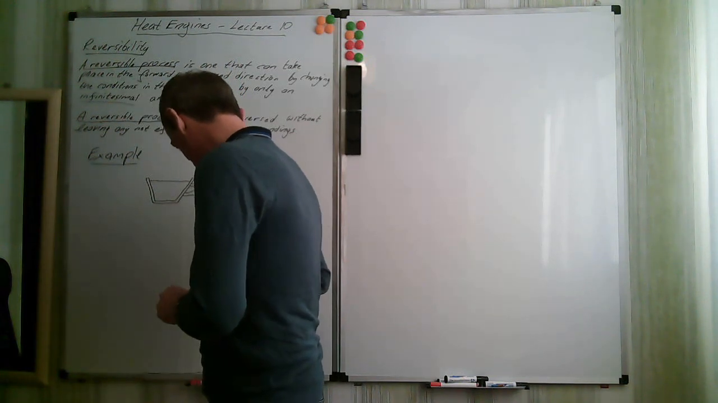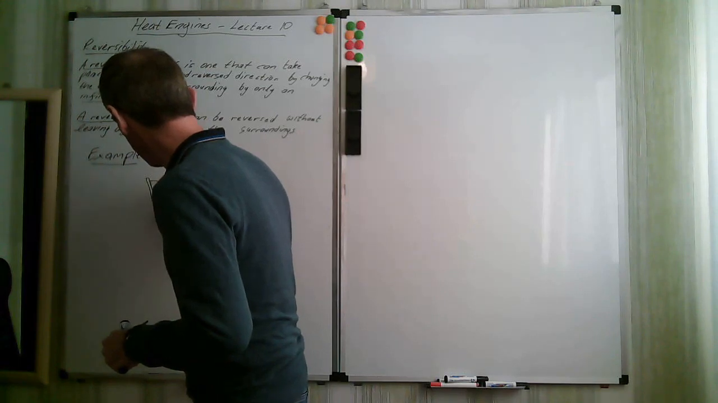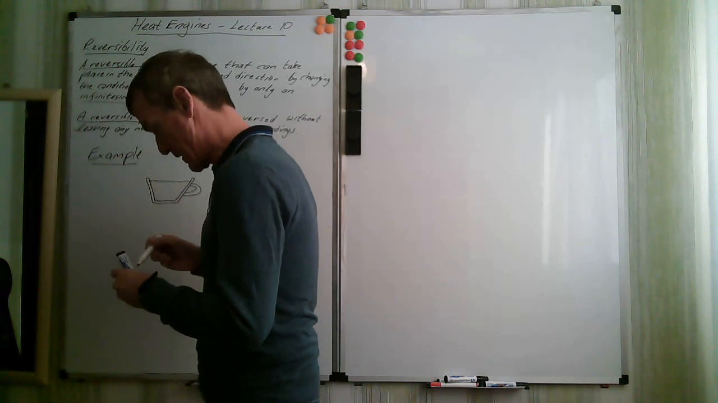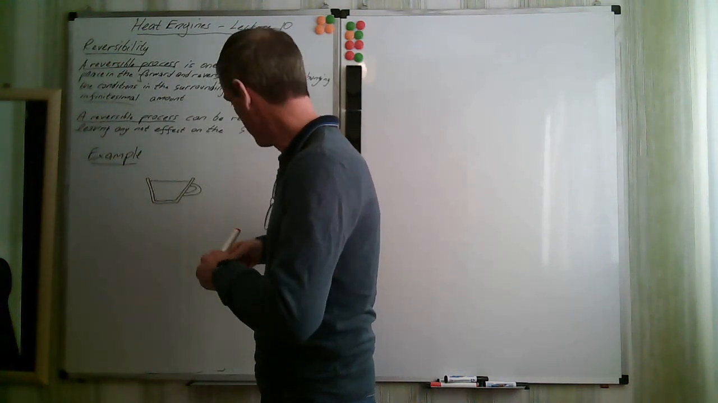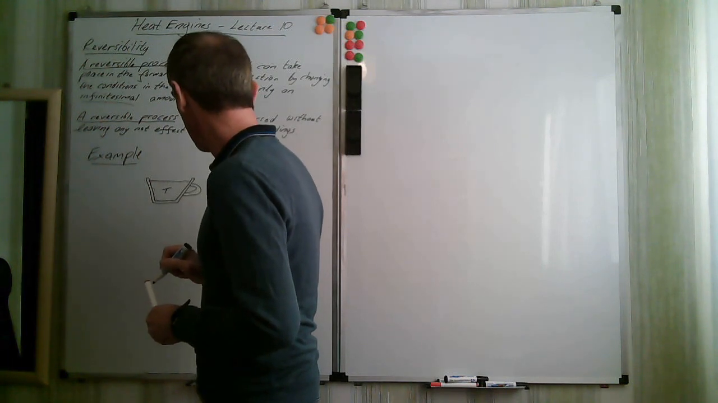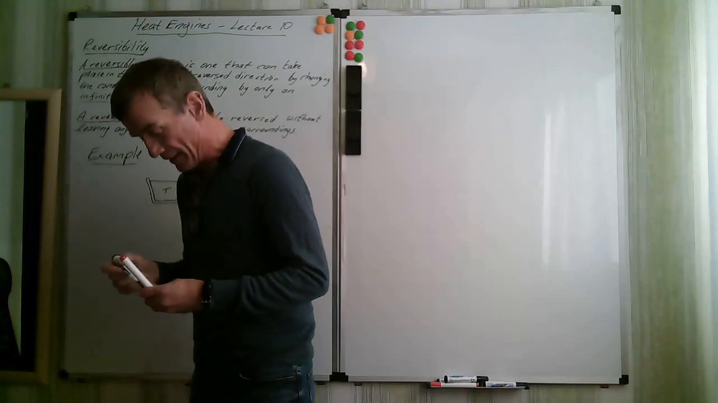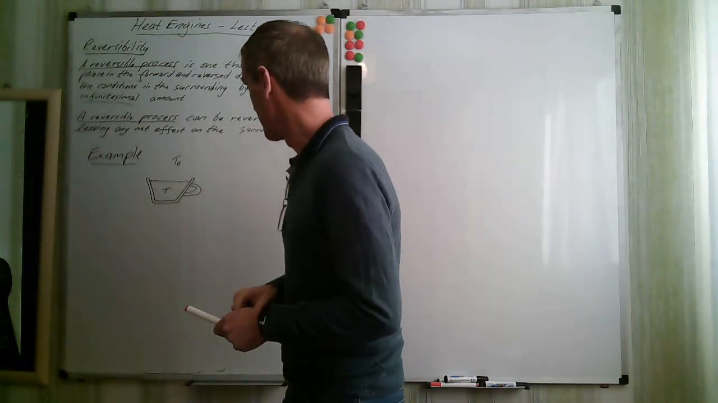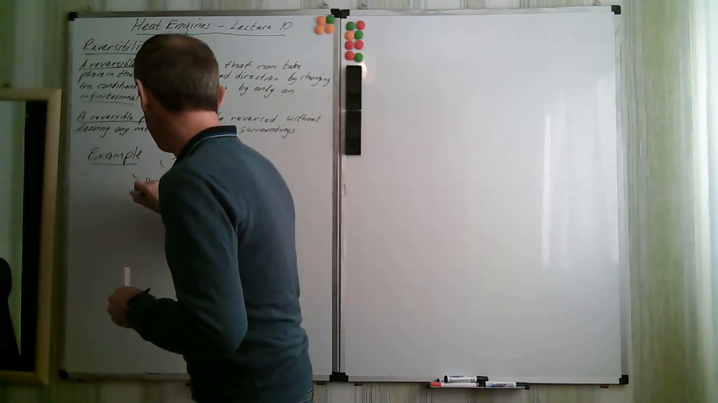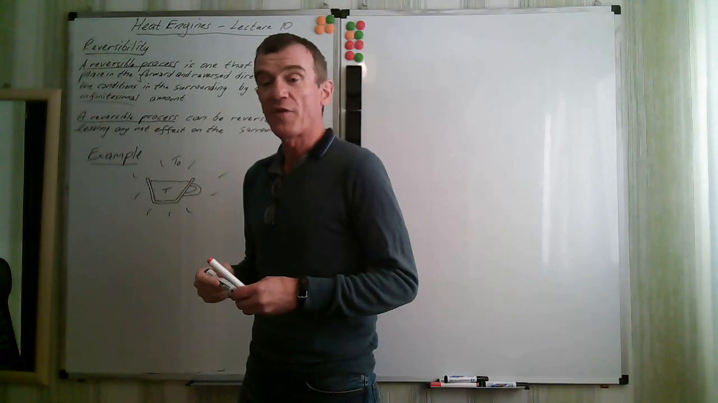I define my system to be the coffee. It's hot coffee, and it's got a temperature T. We've got a temperature for the surroundings, T naught, for everything outside the system, which is the immediate surroundings as far as we're concerned. And the coffee's cooling.